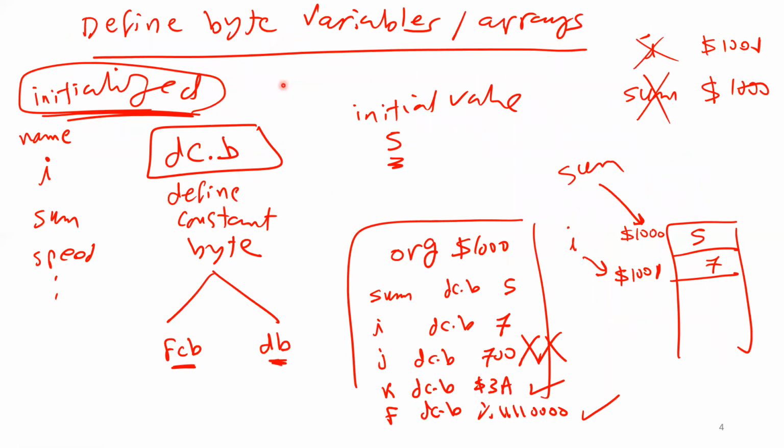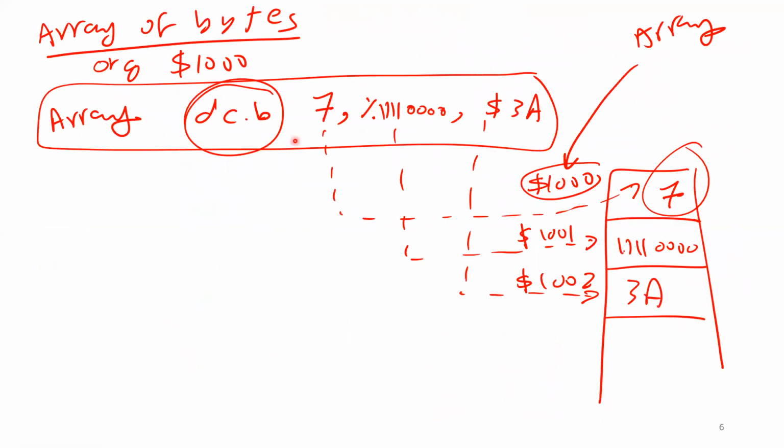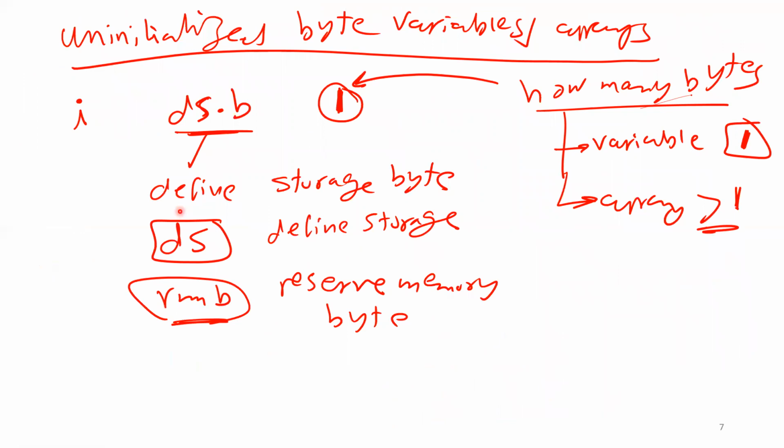For a variable, if you want to define a variable of byte, just put a name, dc.b, and then put the initial value. That's it. Also, I explained that if you want to do an array of bytes initialized, it has to be the name, dc.b, and then you put the elements. This one is going to take 3 locations, and these are the initial values. Is that okay? This is for initialized.